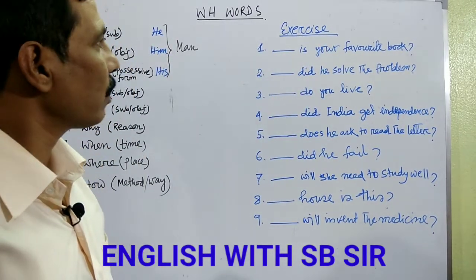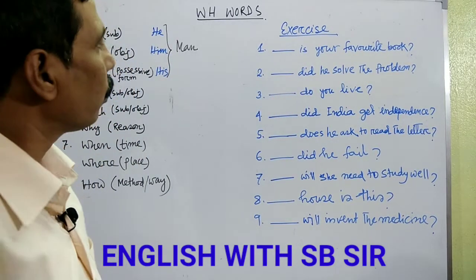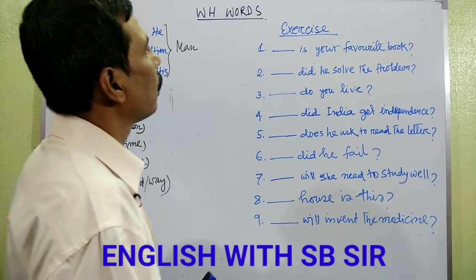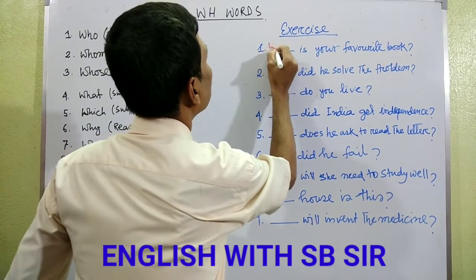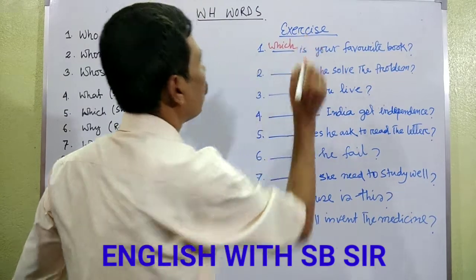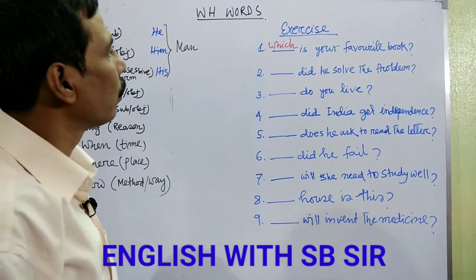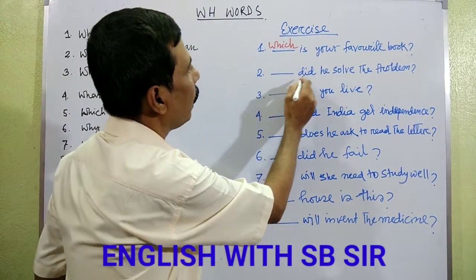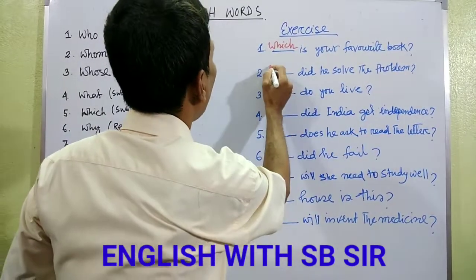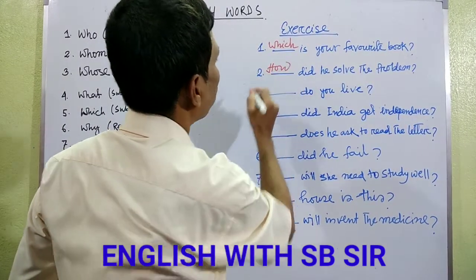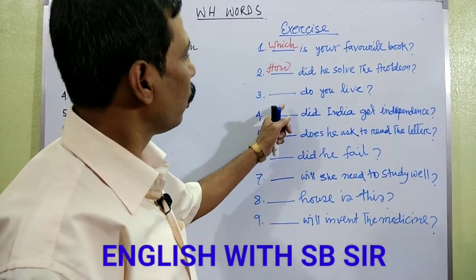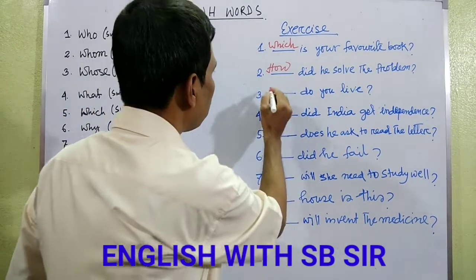So what will be the answer? Dash is your favorite book. That means, which is your favorite book? Number 2, dash did he solve the problem? How did he solve the problem? Number 3, dash do you live? It indicates place.